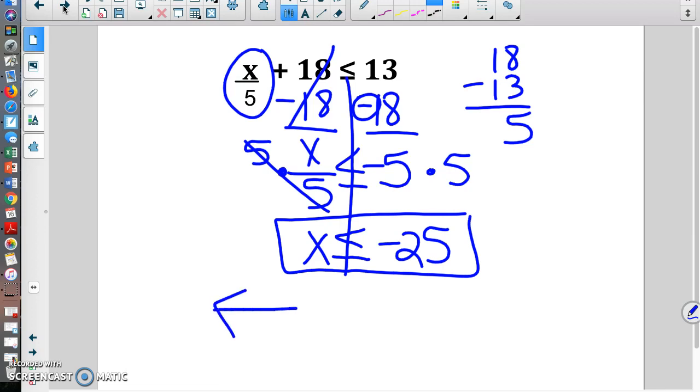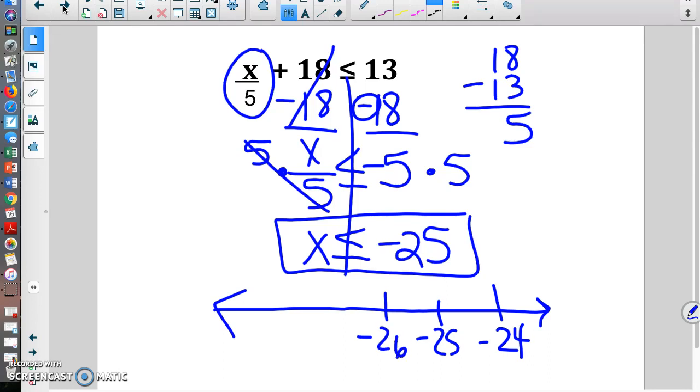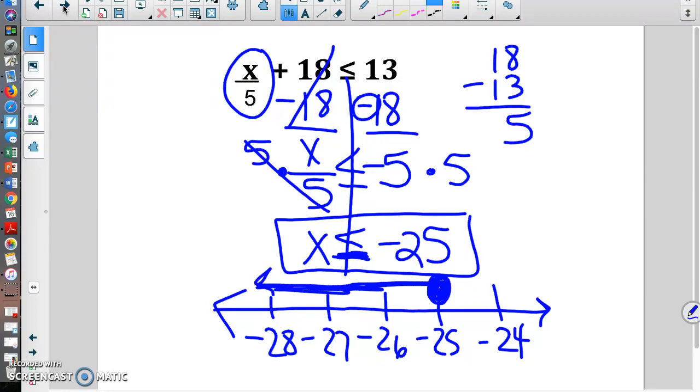So when I do that on a number line, since we're on the negatives, you gotta remember we go backwards. So like negative 24, negative 25, negative 26, negative 27, negative 28. Because the lower the number, the bigger the negative number is. So we are going to use a closed circle on this one because it has that equal to line right there. So it's less than or equal to. So it could equal negative 25 or anything to the left of it, which would be less than. So those are the 2 just workout problems.